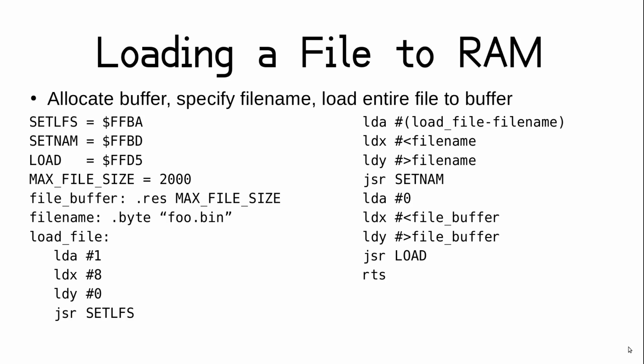Then in X and Y, we load the file name address with the low byte in X and the high byte in Y. And we'll see X and Y used like this in several kernel subroutines that need addresses as input. Finally, we do the load itself by first loading 0 into A to indicate CPU RAM, and then put the file buffer address in X and Y as the place to start loading the data.